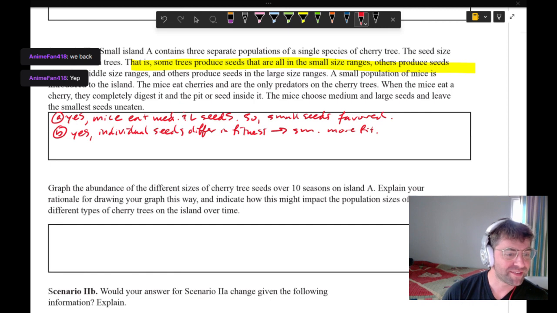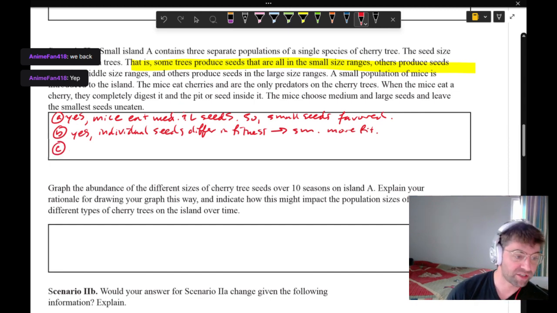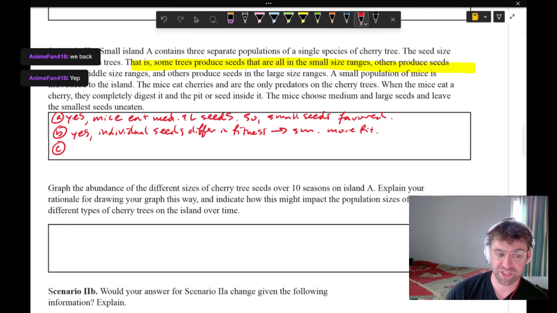So yeah, mice are selecting against the very large and the medium seeds. Only the small seeds are not eaten, and therefore many more small seeds will be left relative to the other sizes to produce the next generation of cherry trees. What trend are we going to see long term if this selection occurs long term? Future generations of cherry trees will produce more small seeds, or we will see more small seeded trees.